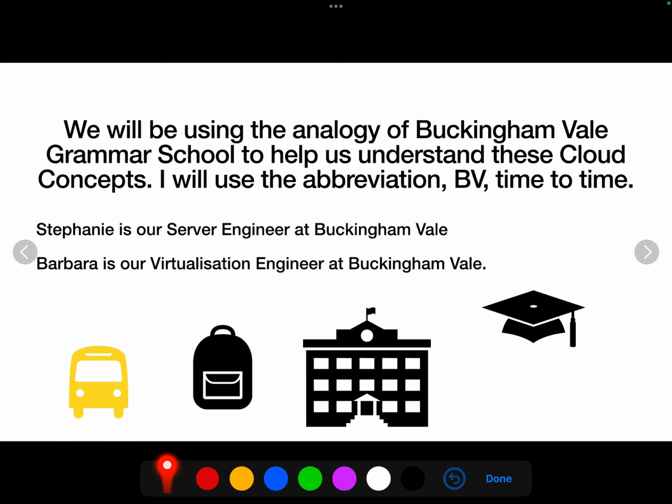I'm going to be bringing an analogy in, and this is our Buckingham Vales Grammar School, which you might be familiar with because I used this in my last lesson. I think it helps to understand any concept through an analogy, so we'll be using Buckingham Vales School again. I'm going to introduce you to two characters in this fictional school. We have Stephanie, our server engineer, and Barbara, our virtualization engineer. I'll mention these two people, so just so you know, Stephanie is a server engineer, Barbara is a virtualization engineer.